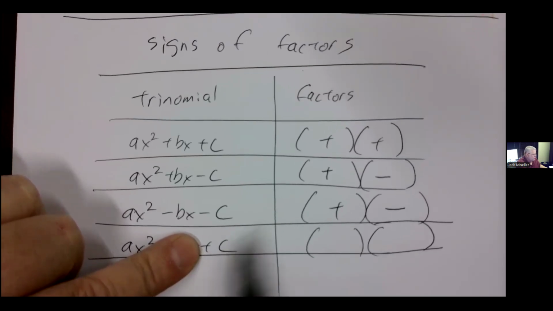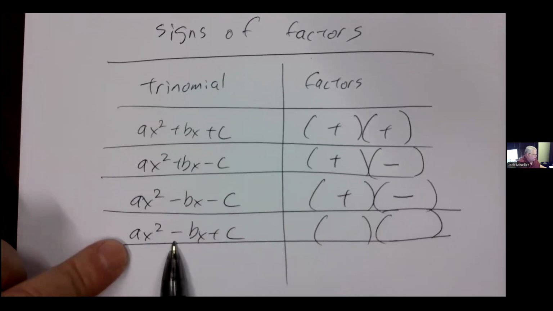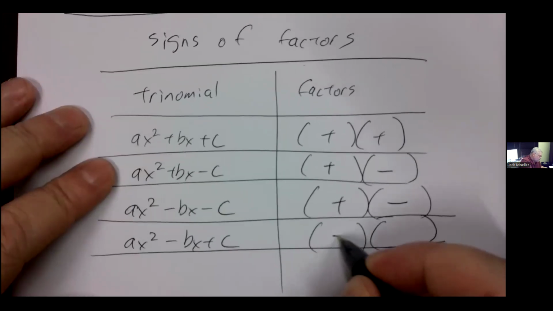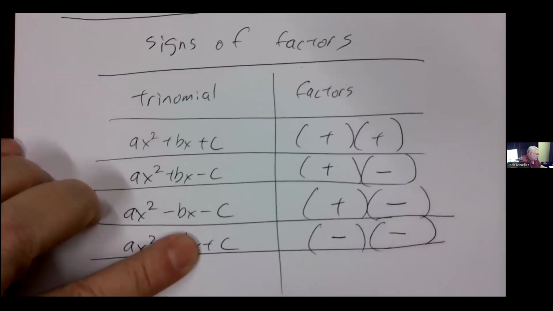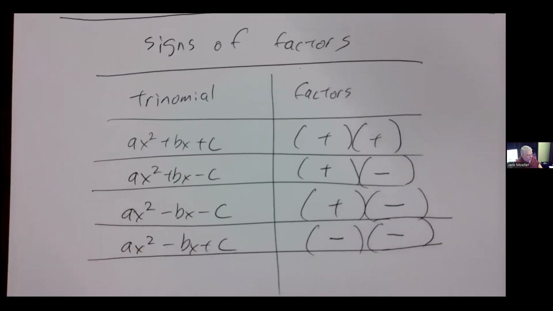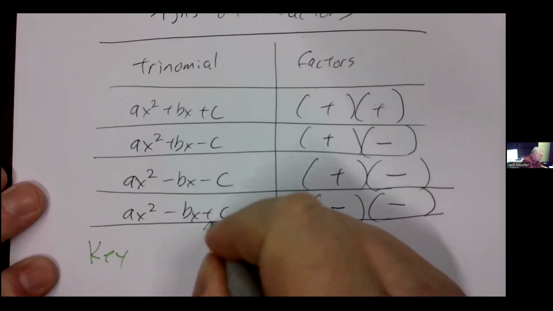But if they're all positive, then everything will be positive. If that middle sign is negative, then we want negative numbers. So to get that positive C, we want either two positives or two negatives, then you look at the middle sign. So here's the key. So look here first.